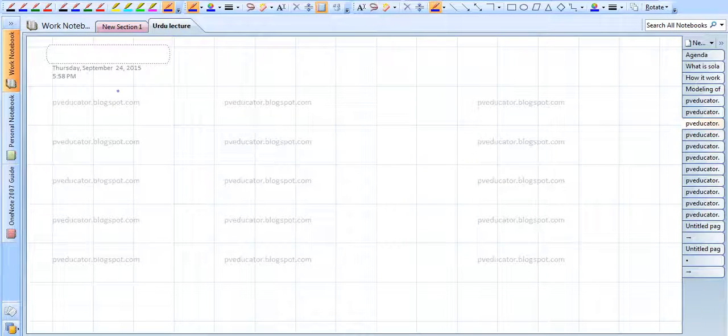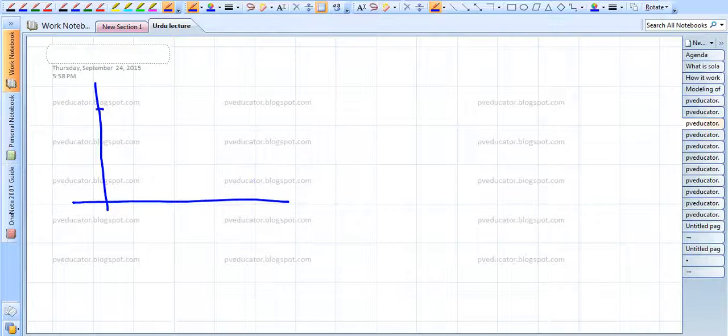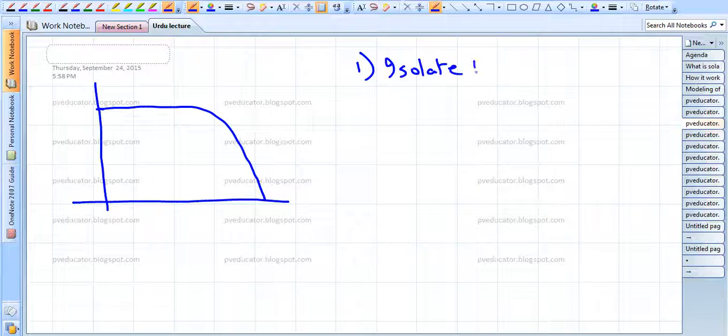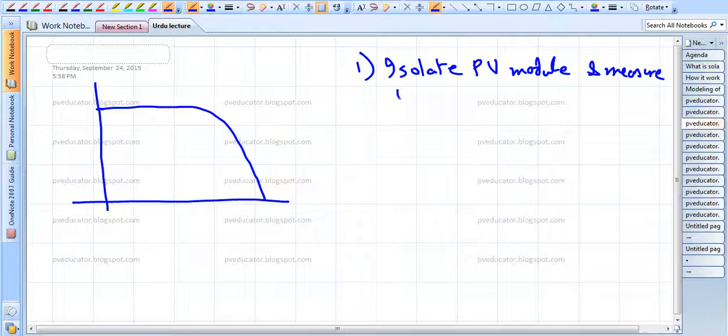For example, at an instant, this is the photovoltaic curve. The system will first of all isolate the photovoltaic module and measure the I short circuit. So we will be measuring this point. This value is recorded, right? So let us suppose it is 8 ampere.